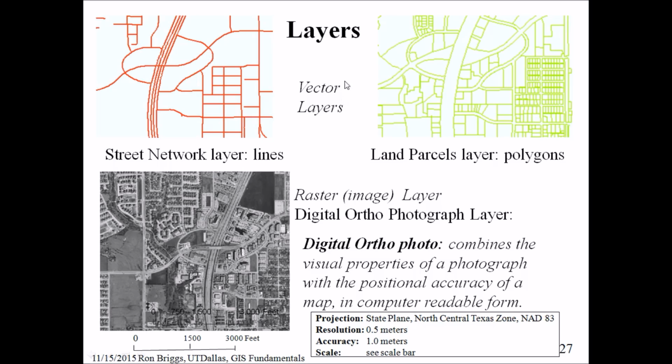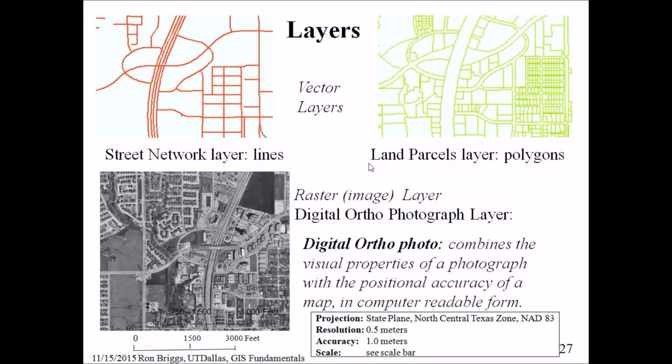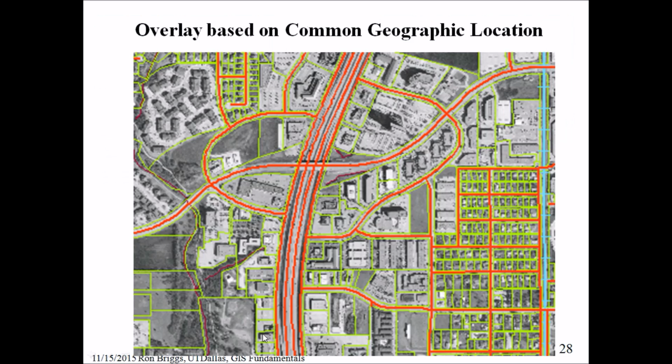Let us take an example. These are vector layers: point, line, and polygons. We don't have a point here, but we still have lines and polygons. These are the street network layers, lines. These are the land parcel layers, and this is a raster image, a digital orthophoto layer. A digital orthophoto combines the visual properties of a photograph with the positional accuracy of a map in a computer-aided form. So this has a projection, a resolution, an accuracy, and also a scale. This is the overlay based on common geographical location. You take this, this, and this, and just overlay them, and you see everything is available now.